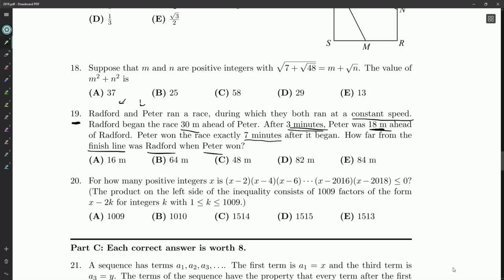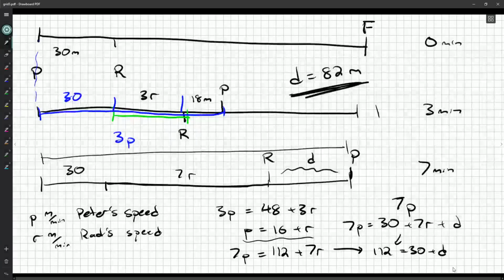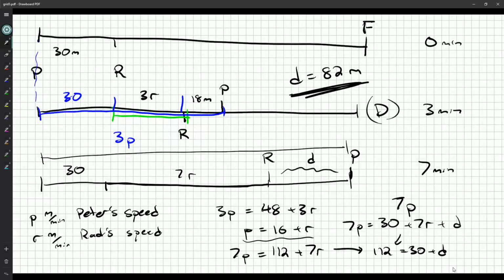And if we look at our answers, we get 82 meters sitting right there. That's D. So let's bubble that in. And there we go. So we didn't actually need to figure out their speeds at all. We just needed the difference between their speeds.